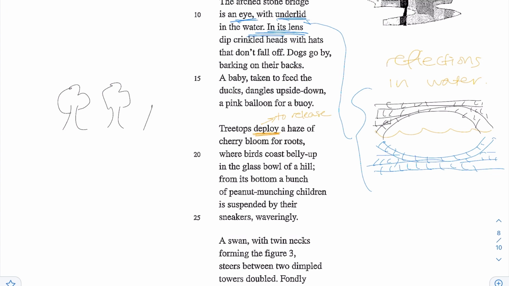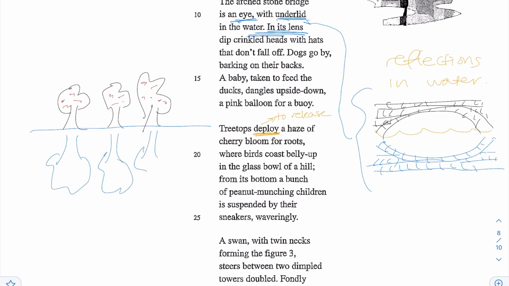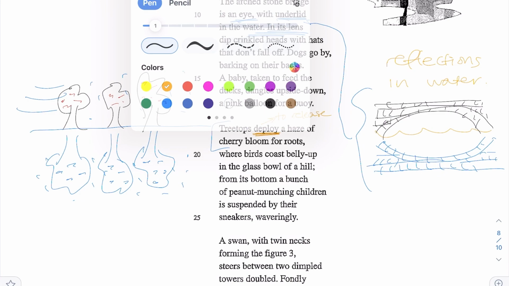and they're deploying cherry blooms. So when things are spreading out, you have cherry blooms, flowers. In the water, things look upside down. So when the wind blows leaves, they're kind of spreading out. And then they're deploying all these leaves, and they're reflected in the water. So that's what this is saying. The cherry blooms look like roots now because they're reflected.